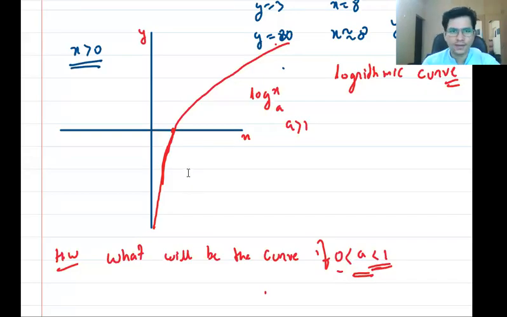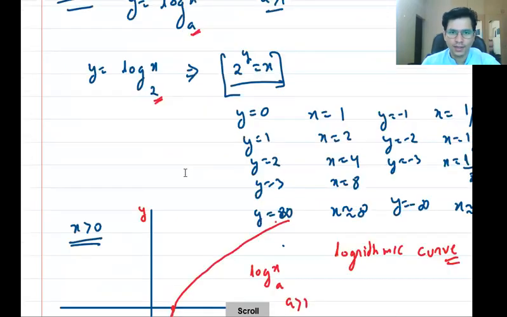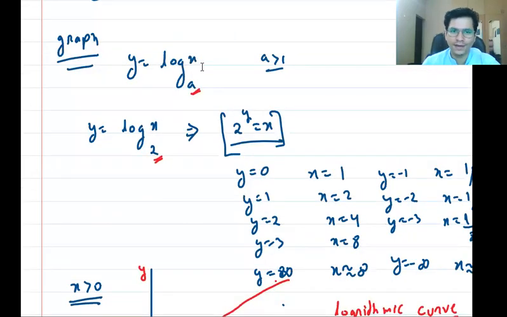Right, let's start. So ये graph था किसका? This was the graph of log of x base a when a is greater than 1, right? When a is greater than 1, yes or no?